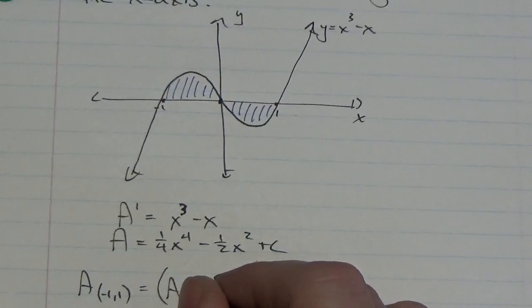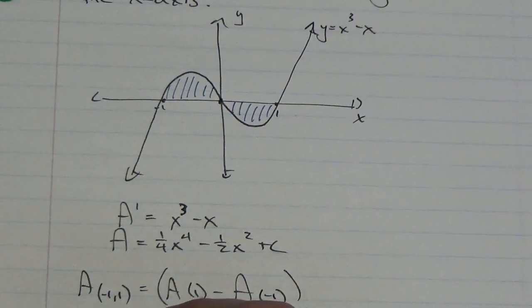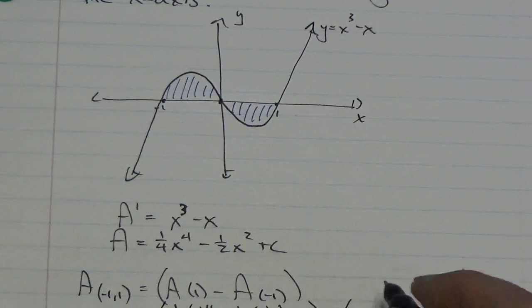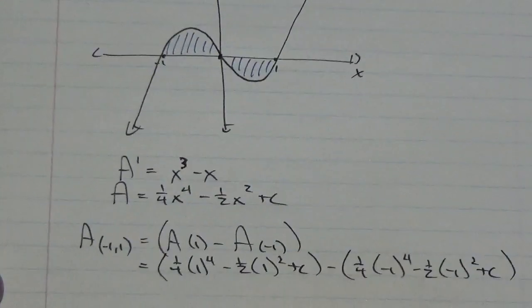And when I do that, remember that I'll write it like this. This is going to be the area at 1 minus the area at negative 1. I'll just write that out like that. So that is going to be 1/4 of 1 to the 4th minus 1/2 1 squared plus c minus 1/4 negative 1 to the 4th minus 1/2 negative 1 squared plus c. Whoops, wow, I'm really off there.